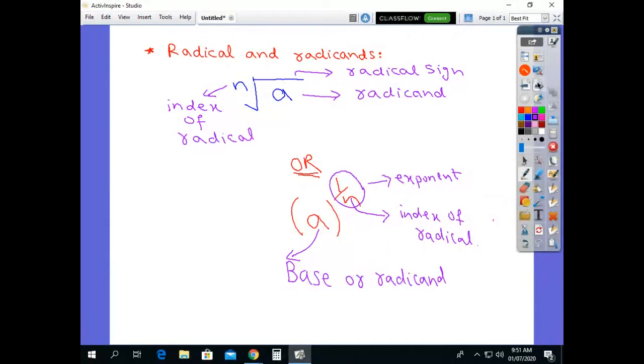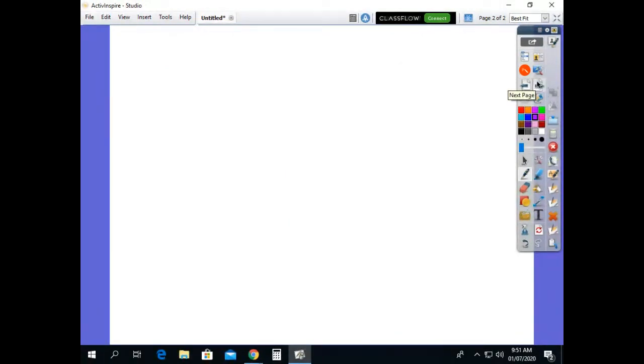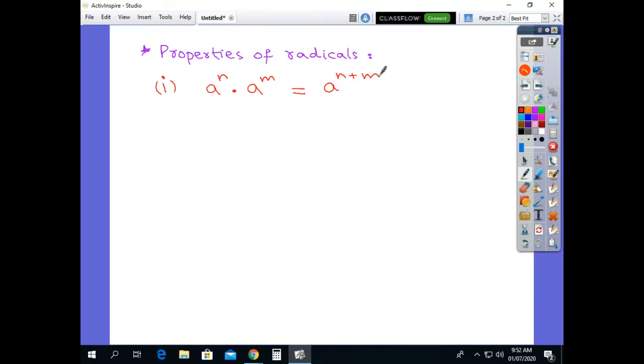Now we move on to next properties. Properties of radicals. The first property is: if we have a raised to power n, dot meaning multiplication, a raised to power m, that is, both the bases are the same, then we write the base one time and add the powers.